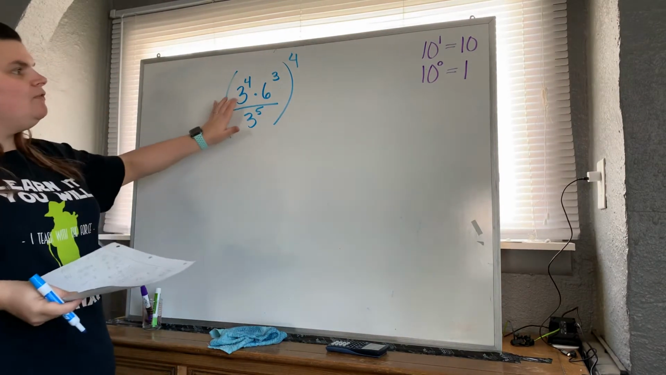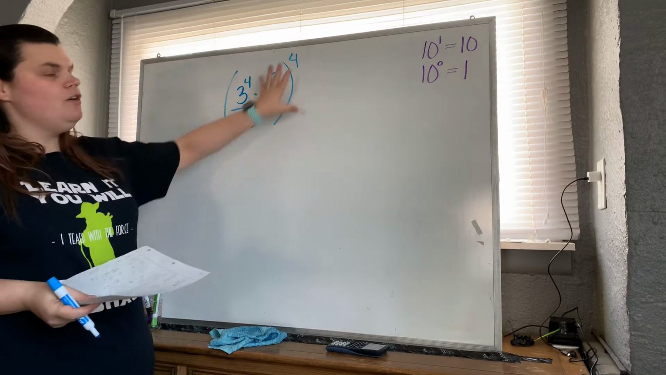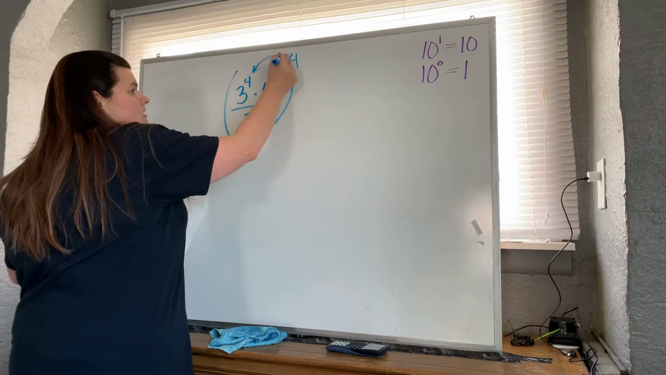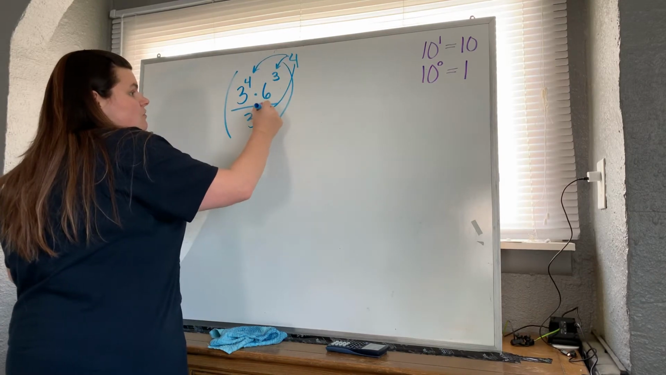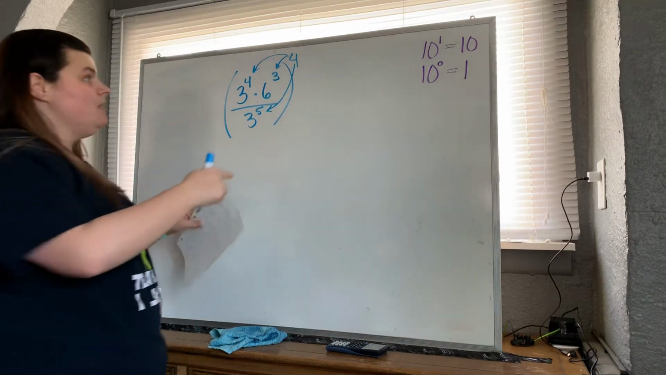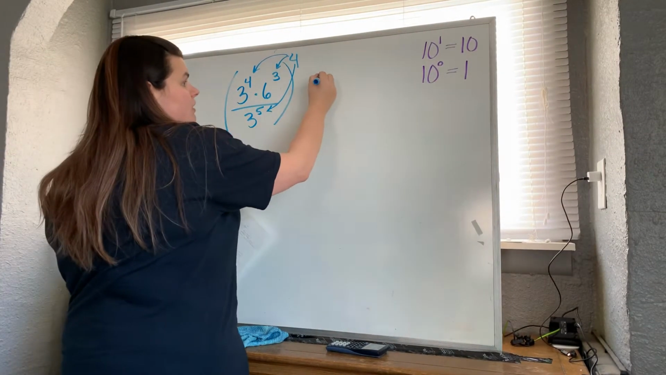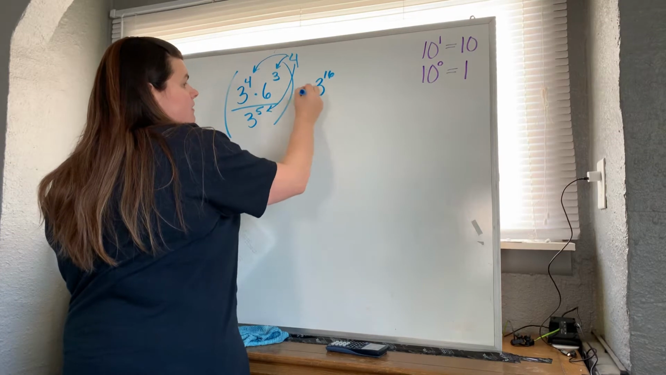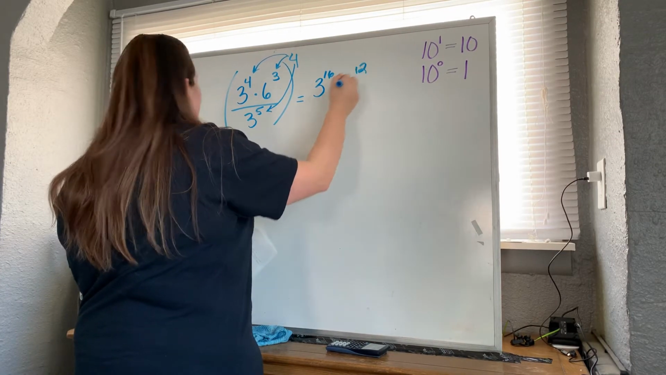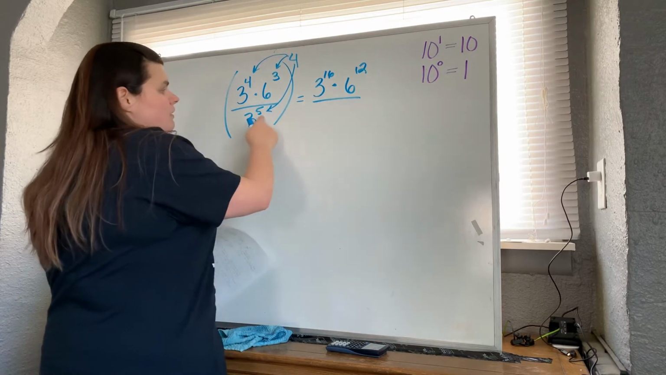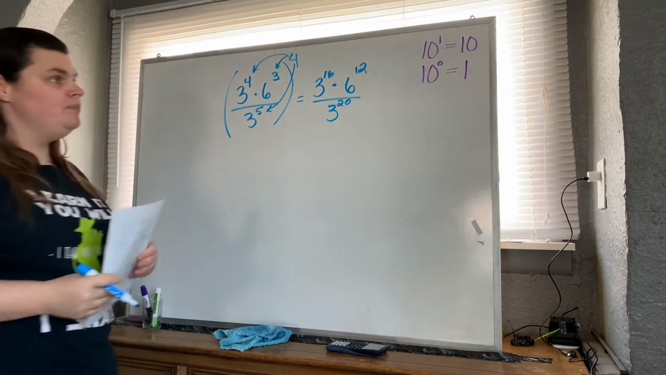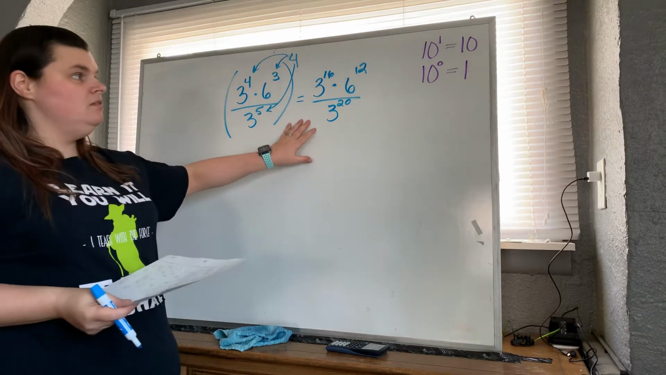So here we have 3 to the 4th times 6 to the 3rd over 3 to the 5th, all raised to the 4th power. So this exponent here is going to get distributed to everything inside, which remember when we distribute that exponent from the outside, it gets multiplied by the ones inside. So 4 times 4, so this is 3 to the 16th, 3 times 4, so this is 6 to the 12th, over 5 times 4 is 20, so 3 to the 20th. Okay, so there's step 1.